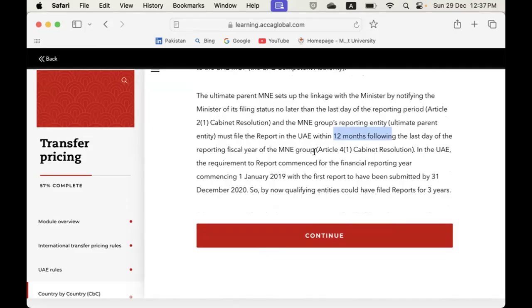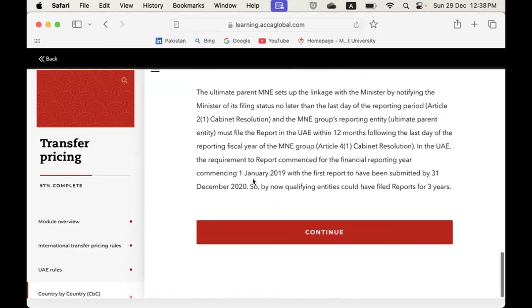So if there is a report pertaining to the fiscal year 2024, what would be the deadline? End of 2025. By December 31st, 2025, country by country reporting related to the year 2024 must be filed with the UAE Ministry of Finance. In the UAE, the requirement to report commenced for the financial reporting year commencing 1 January 2019, with the first report to have been submitted by the 31st December 2020.